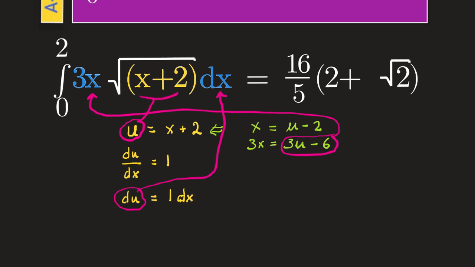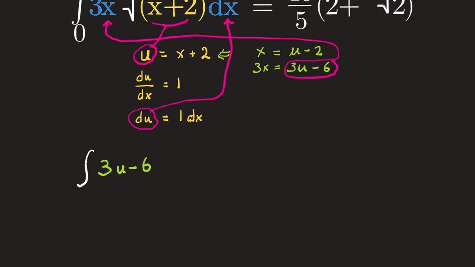So let's substitute. First of all, I substitute the 3x. That's going to be 3u minus 6, correct? The 3u minus 6 should have been in brackets, otherwise it's bad algebra. And dx is going to be du.